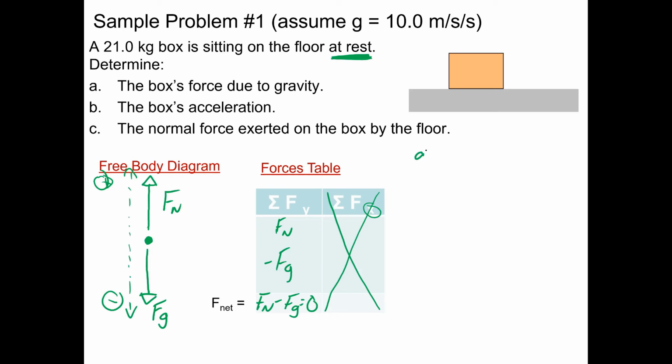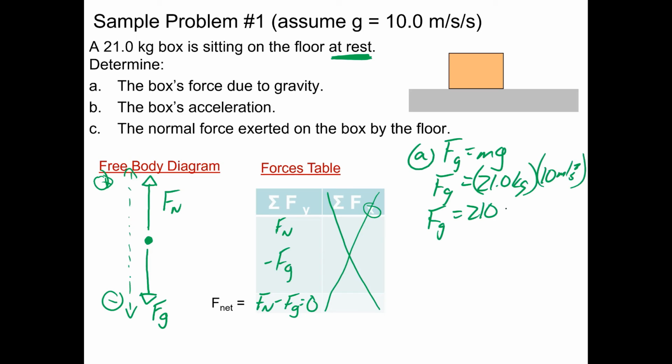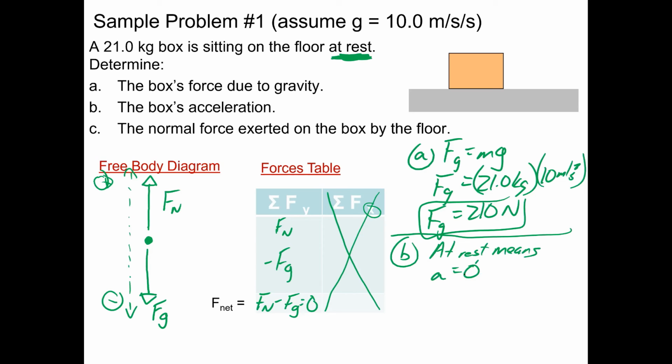Okay, so now let's just do letter A. Force due to gravity is mass times acceleration due to gravity. So that's going to be 21.0 kilograms times 10 meters per second squared, or 210 newtons. Okay, so there's part A. Part B, box's acceleration. I don't have to do any calculations on this. Remember, if it's at rest, what is acceleration? Acceleration would be 0, means A equals 0.